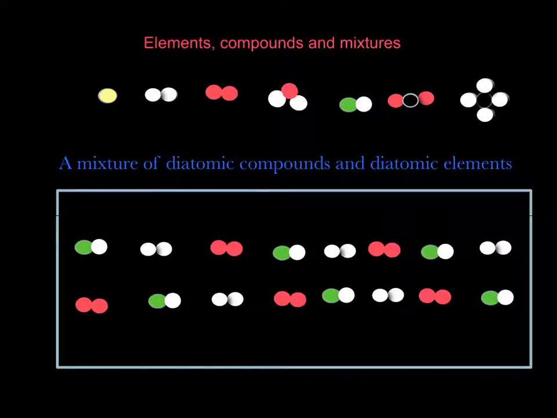This is a mixture of diatomic compounds and diatomic elements because these ones are diatomic compounds because there are two different elements in them, and this and this are diatomic elements because it's just one element throughout.